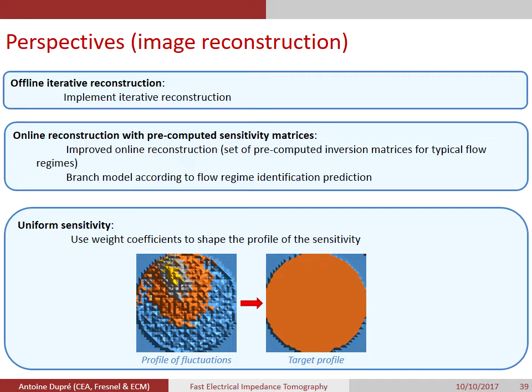There are perspectives for each of the chapters of this thesis. Concerning the image reconstruction, the first would be to implement offline iterative reconstruction, or to use online reconstruction with a dictionary of sensitivity matrices that would be pre-computed. Then the question would be how to branch to the correct index of this sensitivity matrix dictionary based on the flow regime identification prediction. There are also perspectives for trying to change the sensitivity of the measurements by slightly tuning the weights for each of the measurements, and finding the set of weights that flattens out the sensitivity, for example, or gives other shapes of sensitivity.